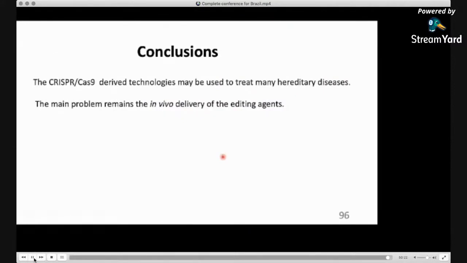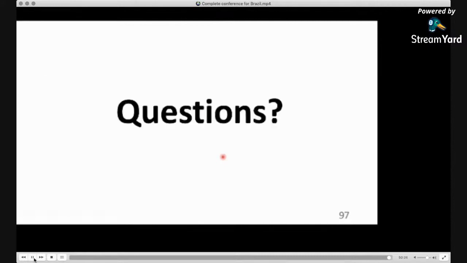CRISPR-Cas9 derived technologies may thus be used to treat many hereditary diseases. The main problem remains the in vivo delivery of the editing agents. Thank you for your attention.